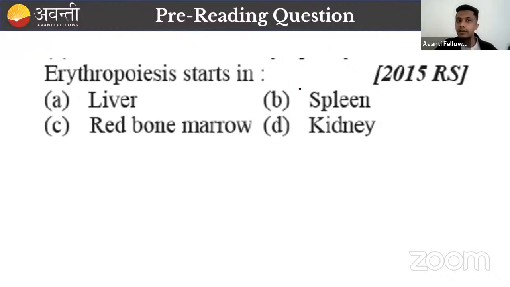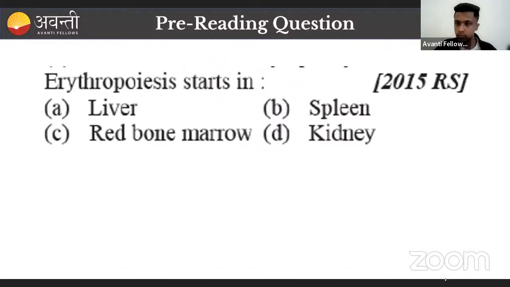So before we start, here you have your first question. Erythropoiesis starts in liver, spleen, red bone marrow, and kidney. So you have your four options. Please try to answer in your chat box. Erythropoiesis starts in.